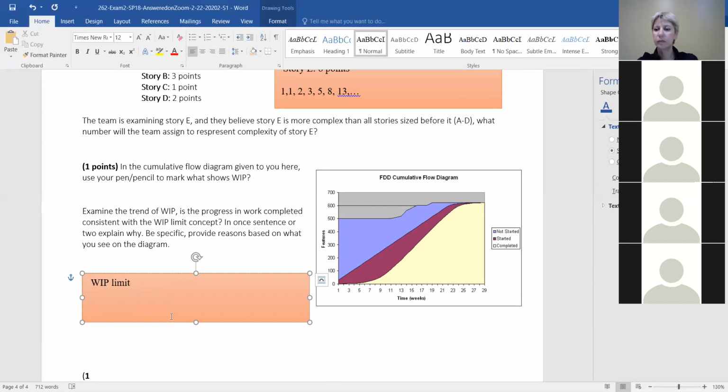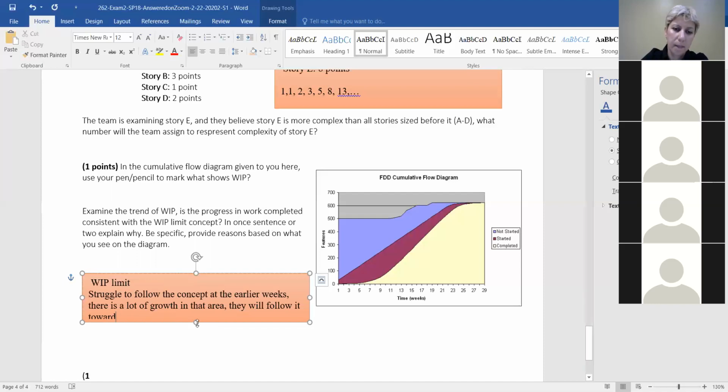I would say that it looks like they're struggling to follow the WIP limit concept in the earlier weeks because their started category on the graph is fluctuating a lot. There's a lot of growth in that area. It seems like they follow a little bit closer to the WIP limit concept in later weeks. I'd say starting like week 19 or so till the end is when they really start following it. But for the most part, it doesn't seem like they're staying compliant with WIP limits.